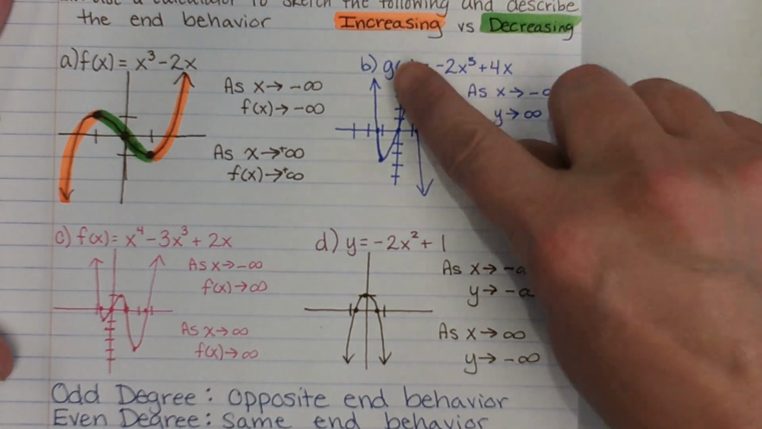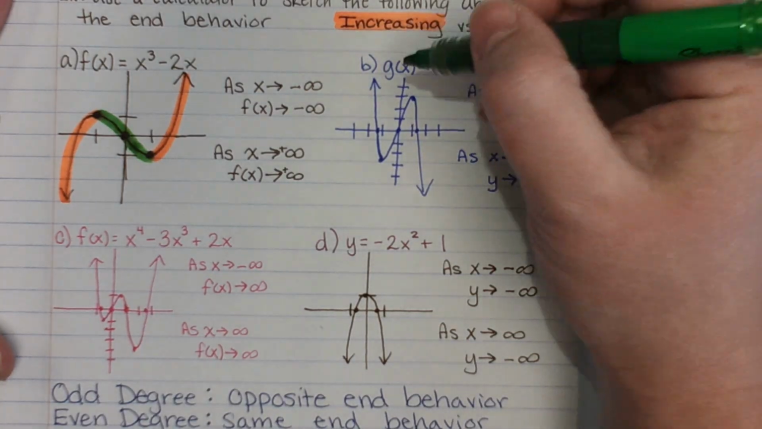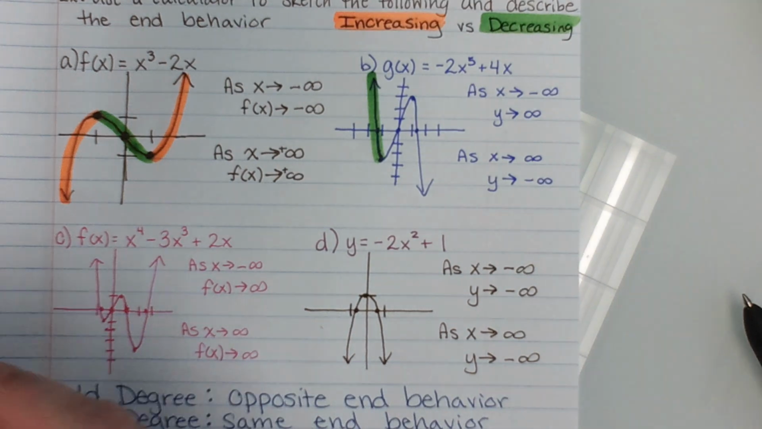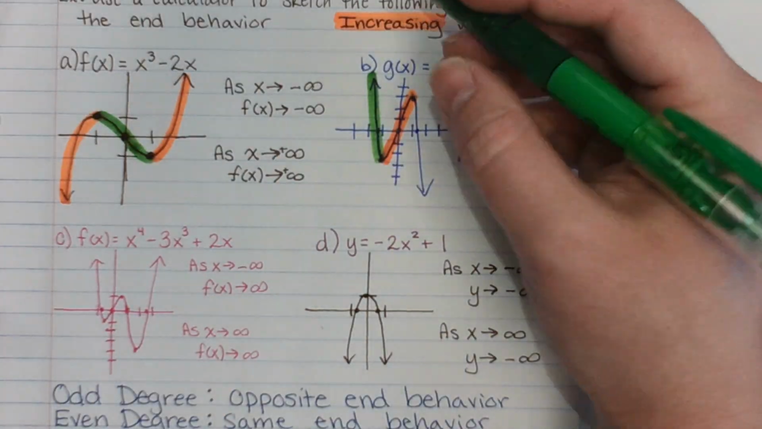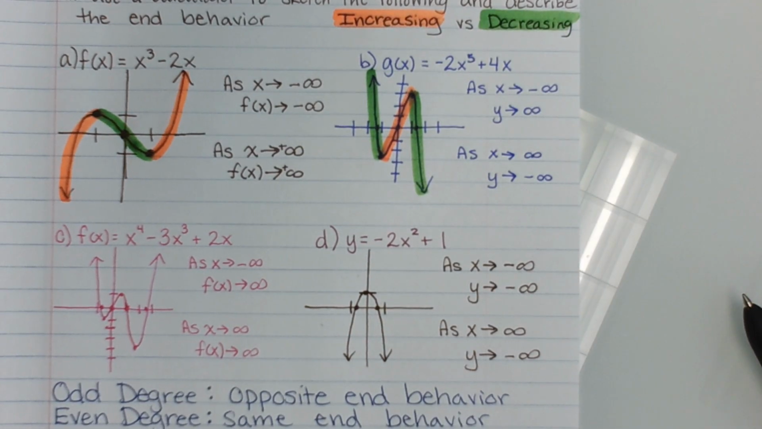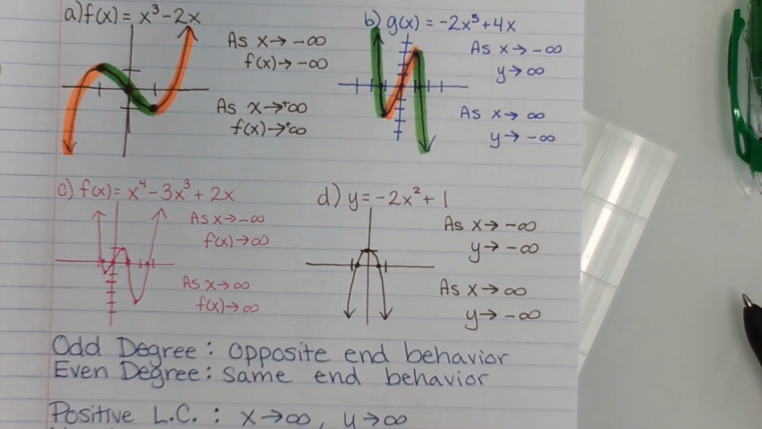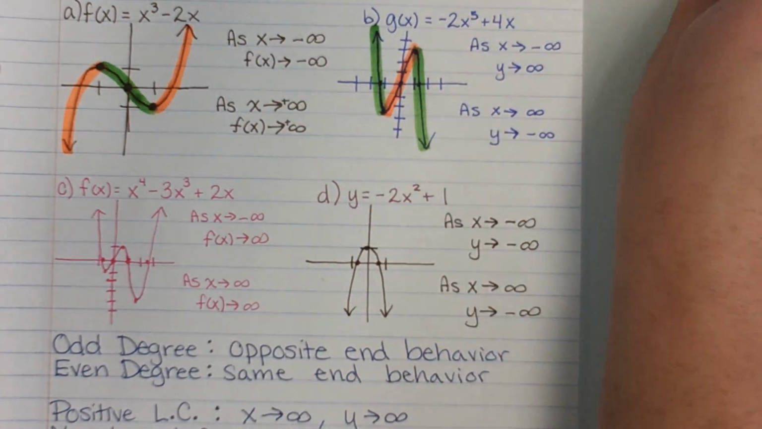Does it start off increasing or decreasing? Decreasing. After decreasing, it goes to increasing. And then back to decreasing. Now this one only has 3 sections. But the number of changes it can have is maximized by its degree. It's not always exactly, but it's maximized by that number.